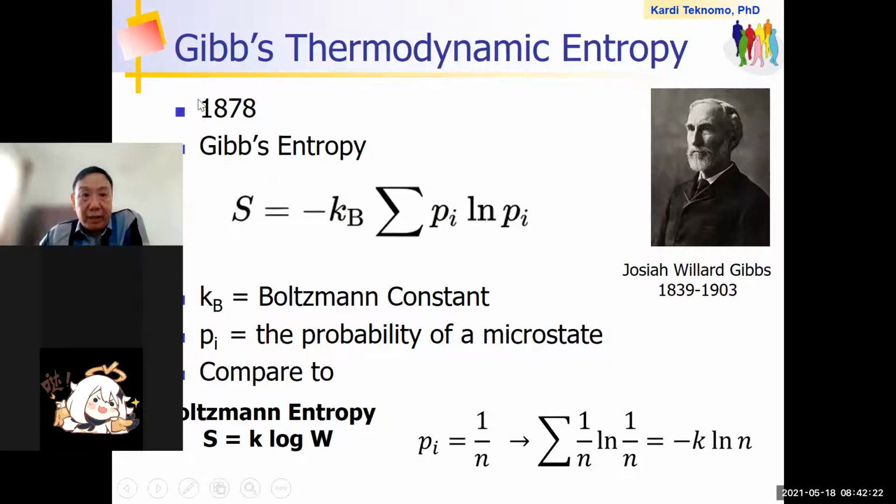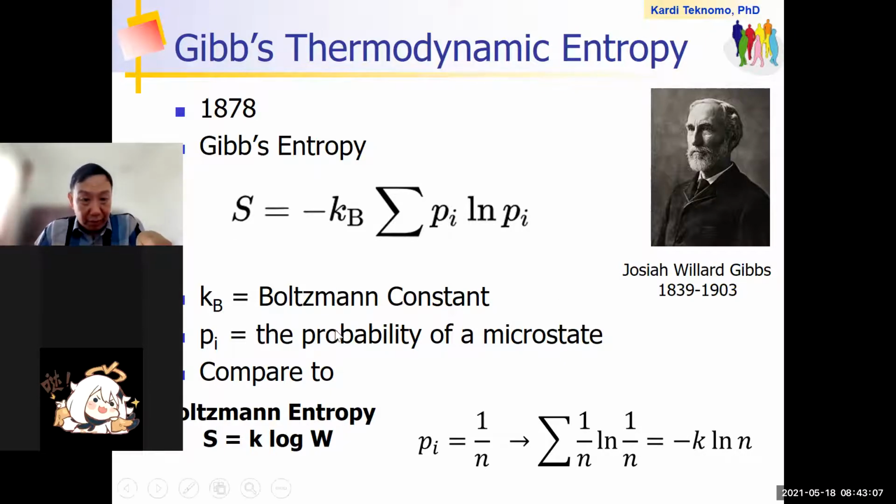Then Gibbs in 1878 proposed this formula. Again he uses the Boltzmann constant, but look at the formula, it is now using probability. If you input the probability equal to 1 over n, meaning a uniform distribution, it will come back to Boltzmann entropy. So this is the relationship between Gibbs entropy and Boltzmann entropy. Gibbs entropy is practically a generalized Boltzmann entropy, isn't it?